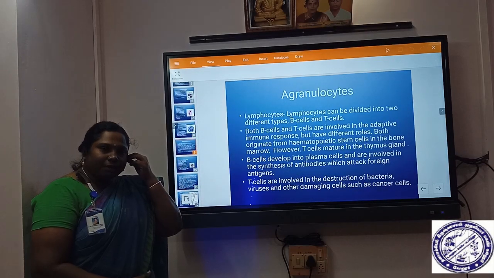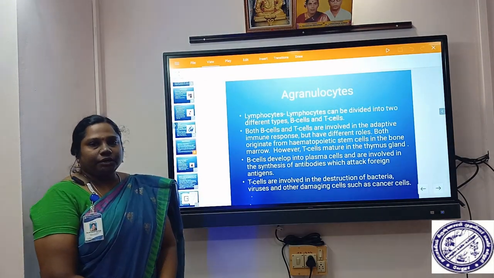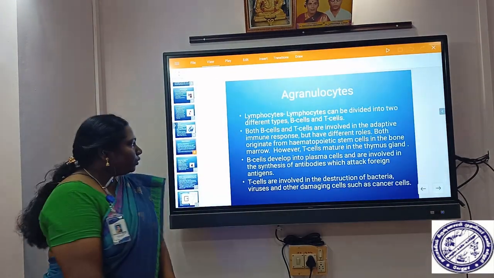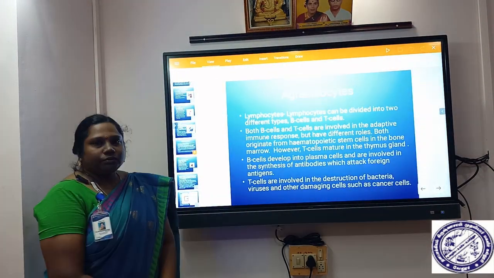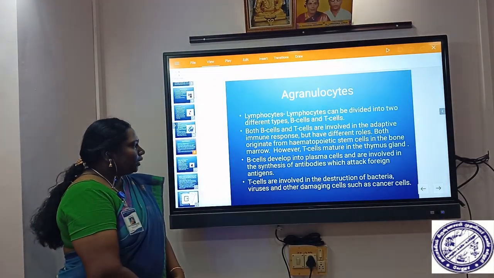Agranulocytes are two types, lymphocytes and monocytes. Lymphocytes can be further divided into B cells and T cells. Both are involved in immune response. They are formed by hematopoietic stem cells in the bone marrow.